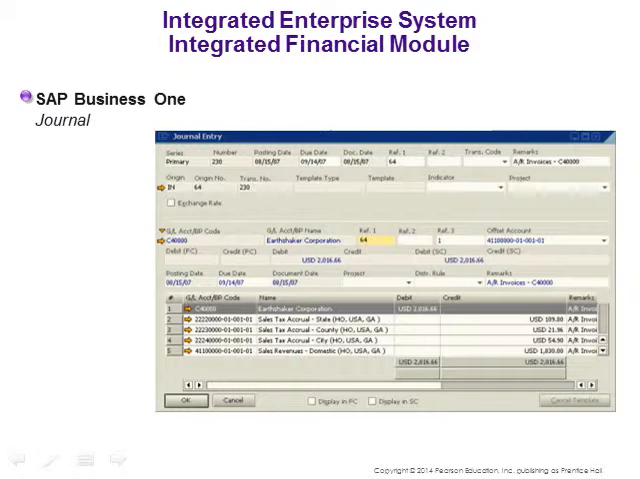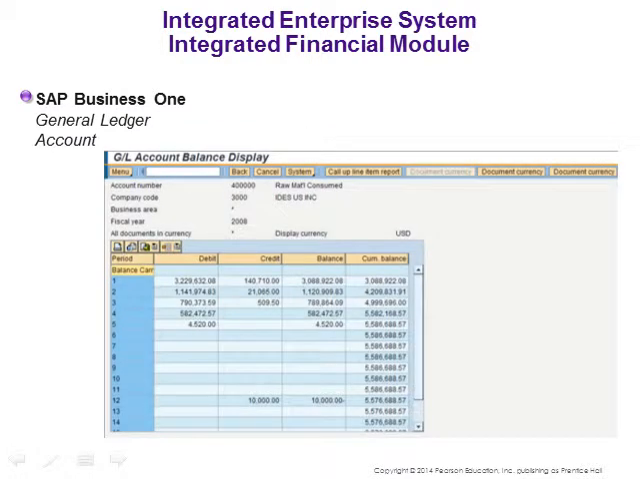And so the journal entry screen in SAP is very similar to the on-screen journal entry seen in accounting software. Notice the columns for account, name, debit, and credit. Also notice how debits and credits are totaled for comparison. The SAP General Ledger account displays a column for debit, credit, balance, and cumulative balance. Information at the top of the account shows the account number, company code, and business area.